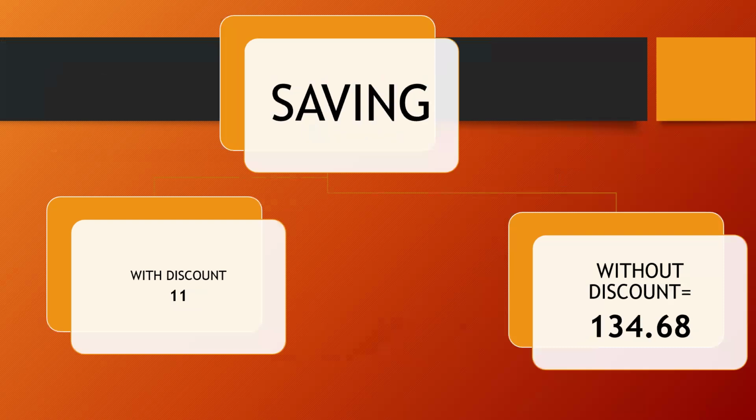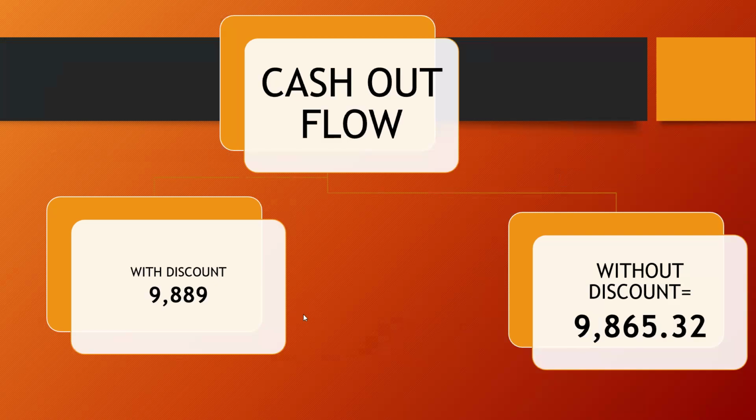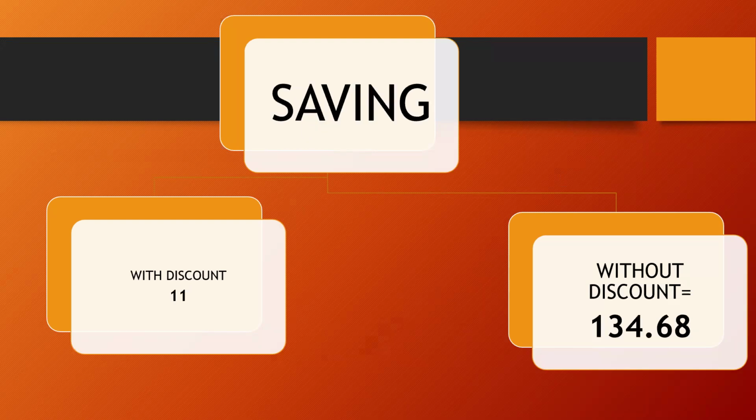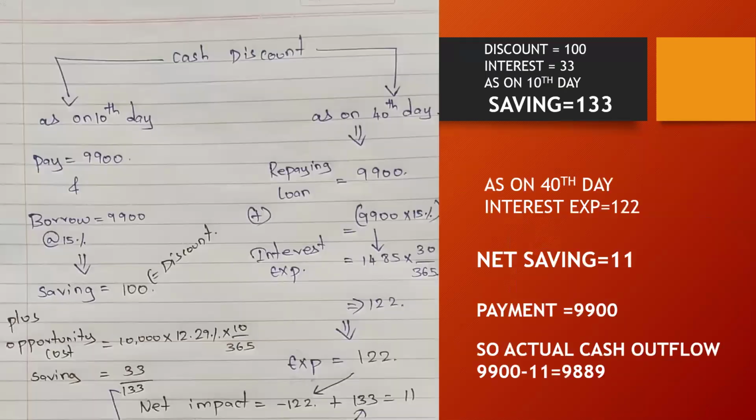If you look at it from the savings point of view, with the discount, the net impact after having the 10th day savings and after making the payment of the 40th day interest is $122 and 133. If you net off, you will get $11. But without the discount, you will get the opportunity cost of $134.68. So I explained the cost benefit analysis by showing the cost and the savings also. Based on this, you can't avail the discount of 1/10, 40. That's the reason.